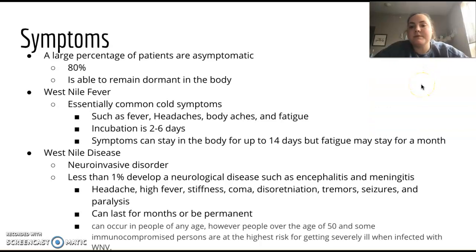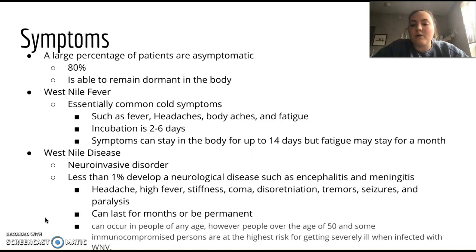The symptoms. A large percentage of patients are actually asymptomatic, 80% to be exact. And the virus is able to remain dormant in the body for long periods of time. And so 20% of the patients end up having West Nile fever, which essentially just showcases common cold symptoms. These symptoms are fever, headaches, body aches, and fatigue. The incubation period is 2 to 6 days, and then the symptoms can stay in the body for up to 14 days, but the fatigue can stay around for a month or longer.